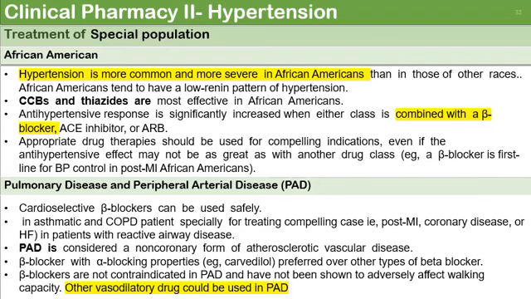Beta blockers with alpha antagonist activity, like carvedilol and labetalol, can be used and are more preferred than other beta blockers. Beta blockers may not be contraindicated, because they have not been shown to adversely affect walking capacity. Otherwise, the drug could be used as an alternative for treatment of blood pressure with peripheral artery disease.